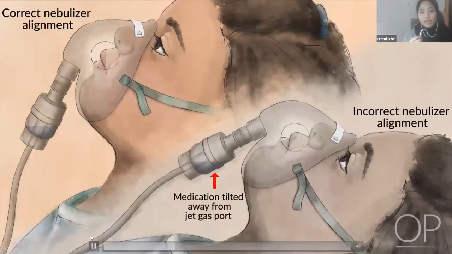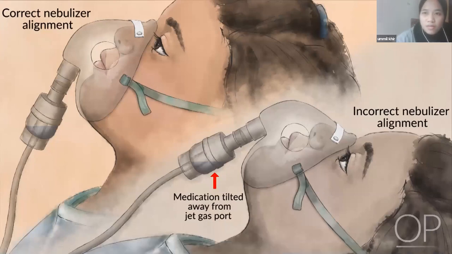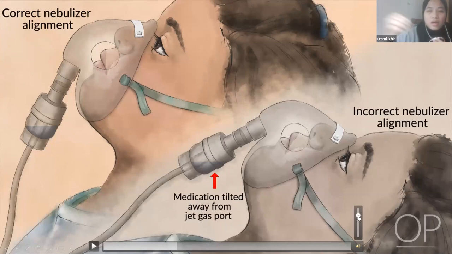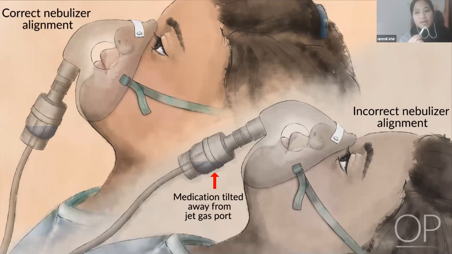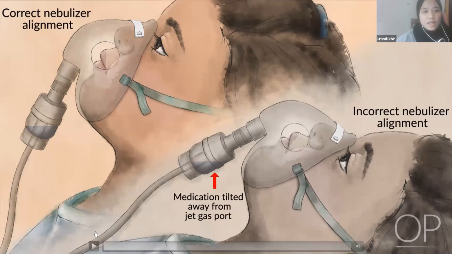Because if the patient lies down 180 degrees, the medication goes away from the jet gas part, so it cannot be used. And so the correct one is the patient needs to be in a 35 degree position. Next.